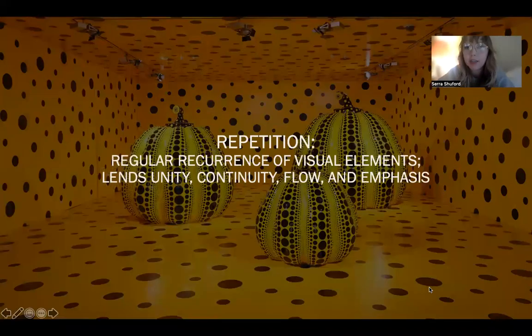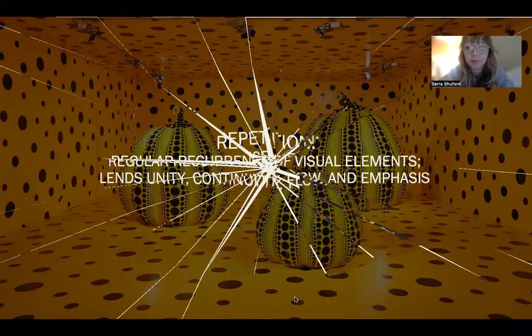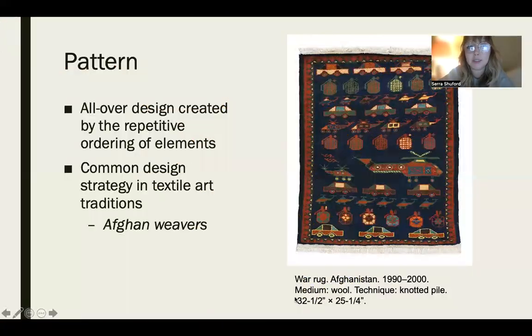Okay, repetition. This is our next to last one, I believe. Repetition is the regular recurrence of visual elements and lends itself to unity, flow, and emphasis. So repetition is great for using patterns and things like that. Really popular in textile work as well, like we see with this Afghan here. All over design is created by the repetitive ordering of elements.